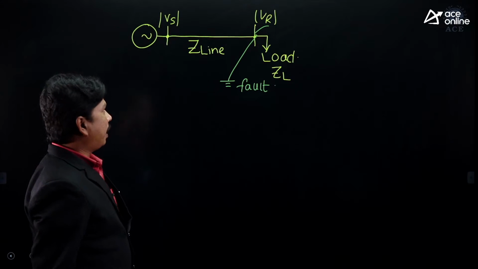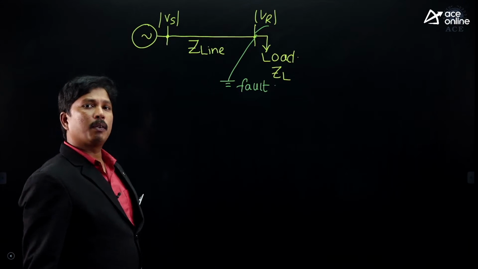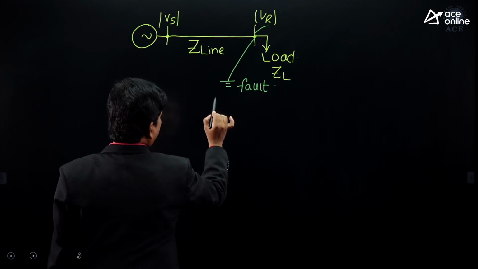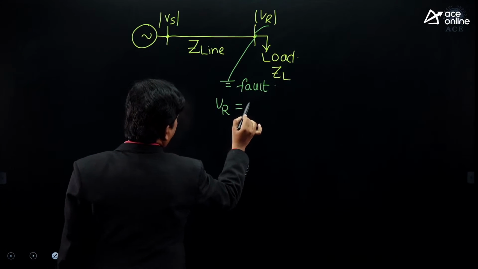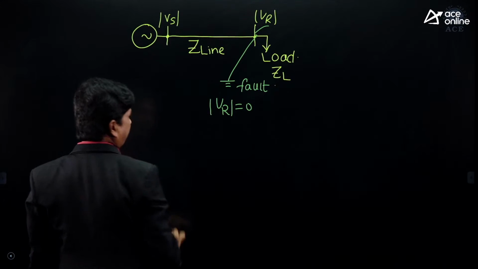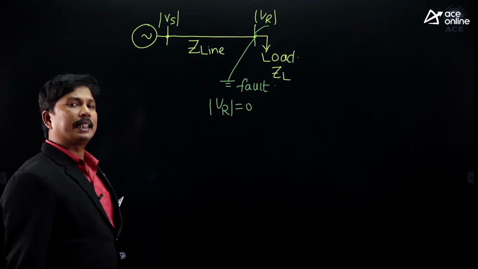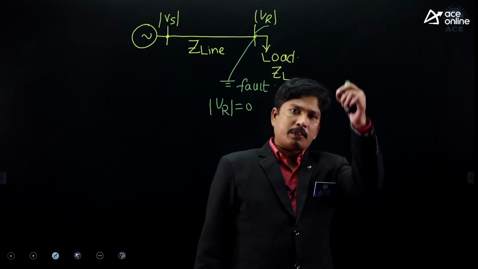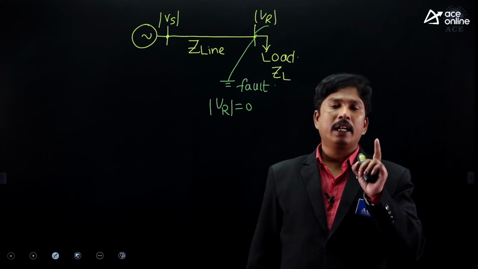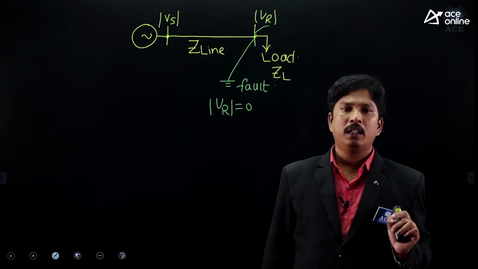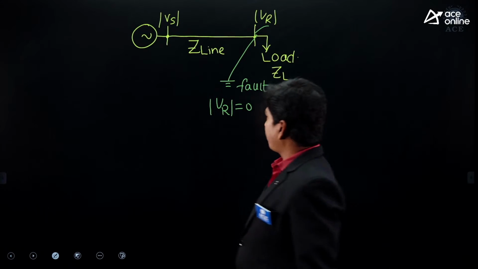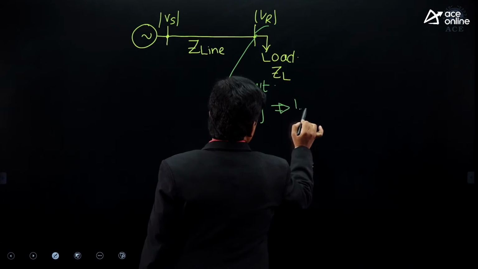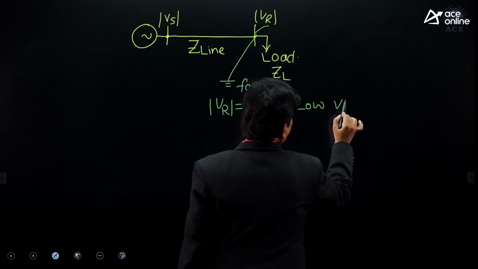because of the short circuit fault, the receiving end voltage will become 0. So VR magnitude will become 0. That is the first consequence we can say. Because of the short circuit fault, the voltages will be reduced, so we have a low voltage operation in the short circuit fault condition. This is the first consequence: low voltages.